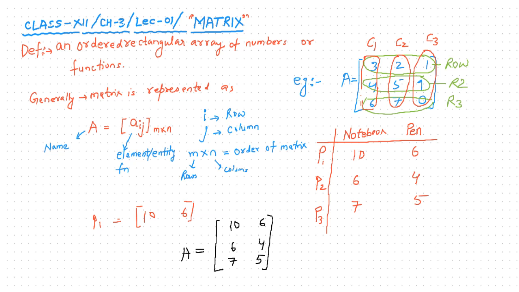Now with the conventions defined earlier, row 1 is person 1, row 2 is person 2, and row 3 is person 3, and column 1 is the number of notebooks, and column 2 is the number of pens. So in this crisp, short notation, if I ask you how many pens person 2 is having, you can directly say that it is 4. So the data has become very handy for you. Similarly, how many notebooks is person 3 having? It is 7.